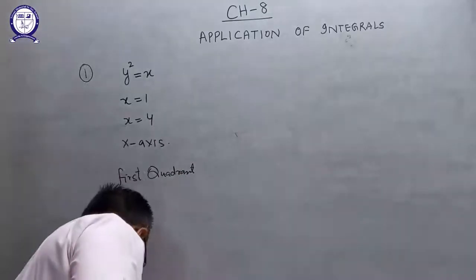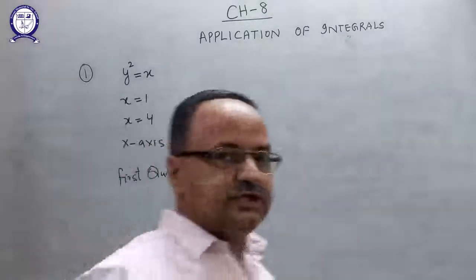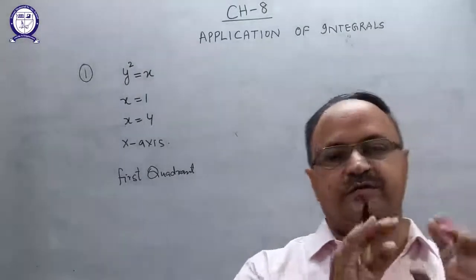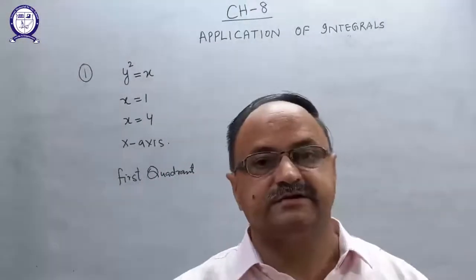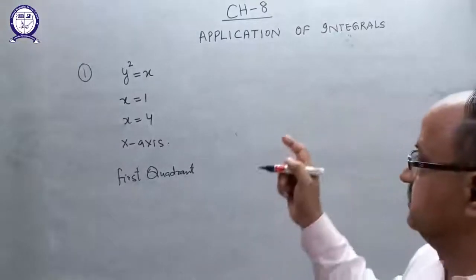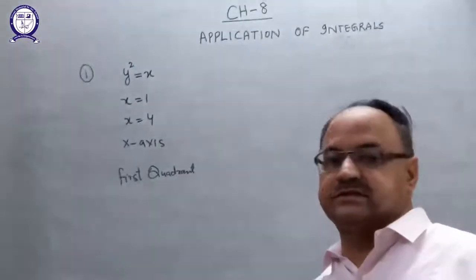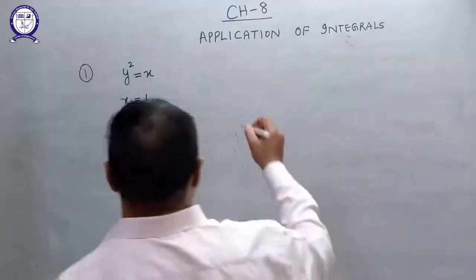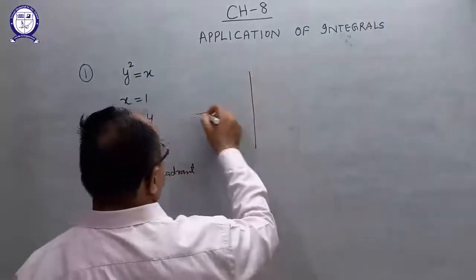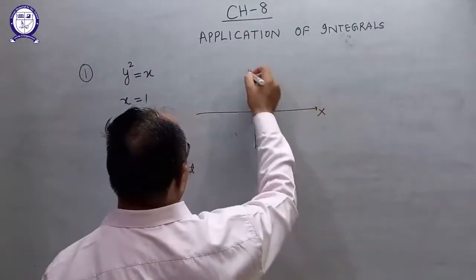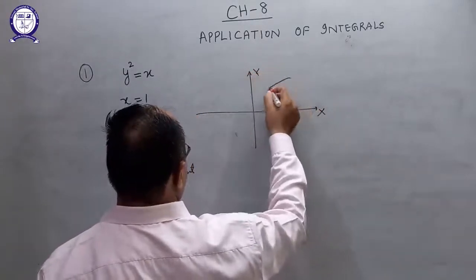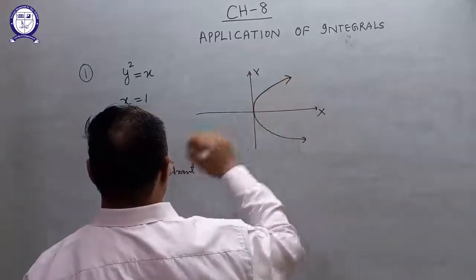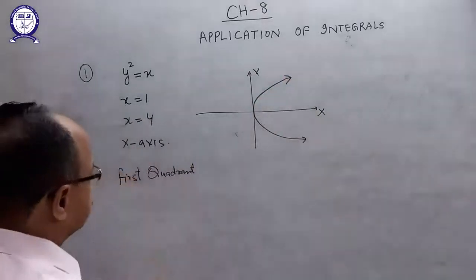You know that y square is equal to x. Is it a right hand parabola, left hand parabola, upward parabola, or downward parabola? Can you think in your mind? y square is equal to x means y square is equal to 4 times a x, so it is a right hand parabola.